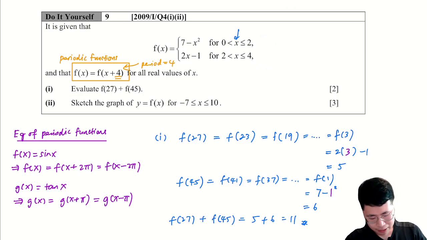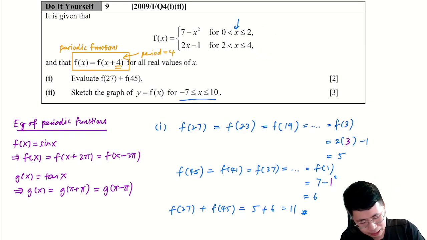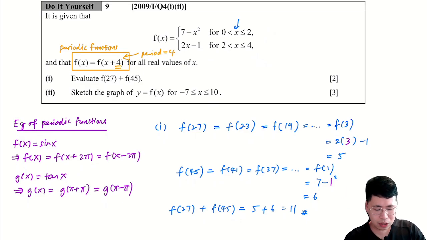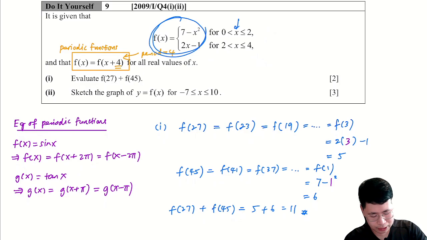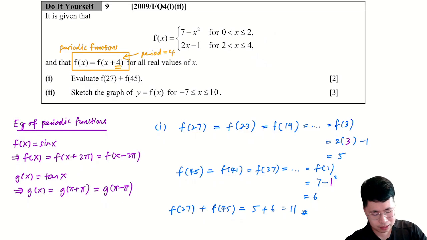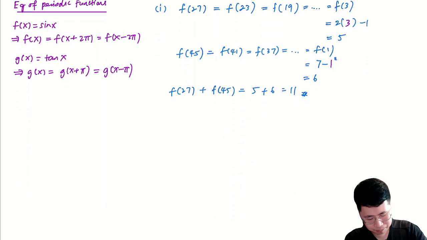Okay, now we need to sketch the graph for between -7 to 10. Okay, so what should we do? Okay, what we'll do is I will need to draw the main piecewise function first, between 0 to 4. Okay, so let us do one by one.